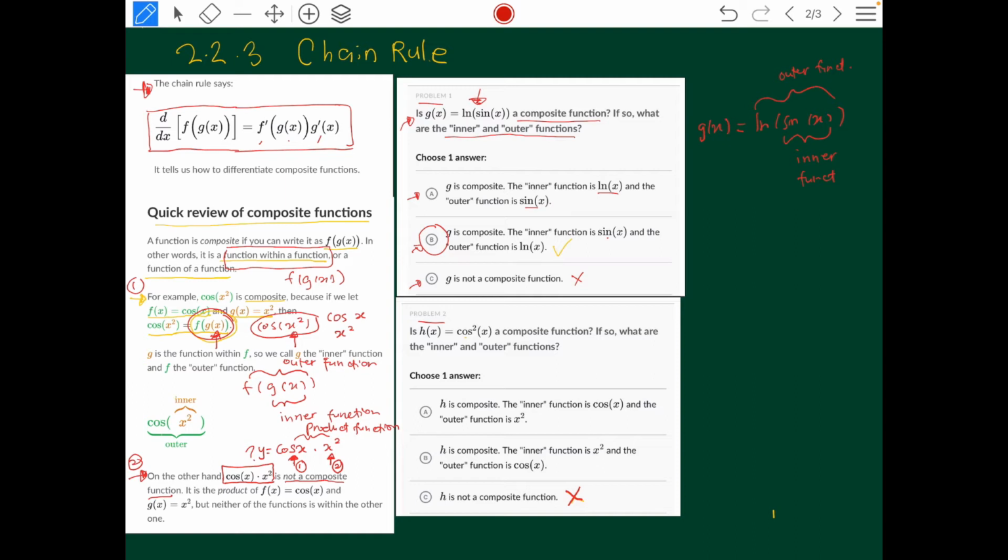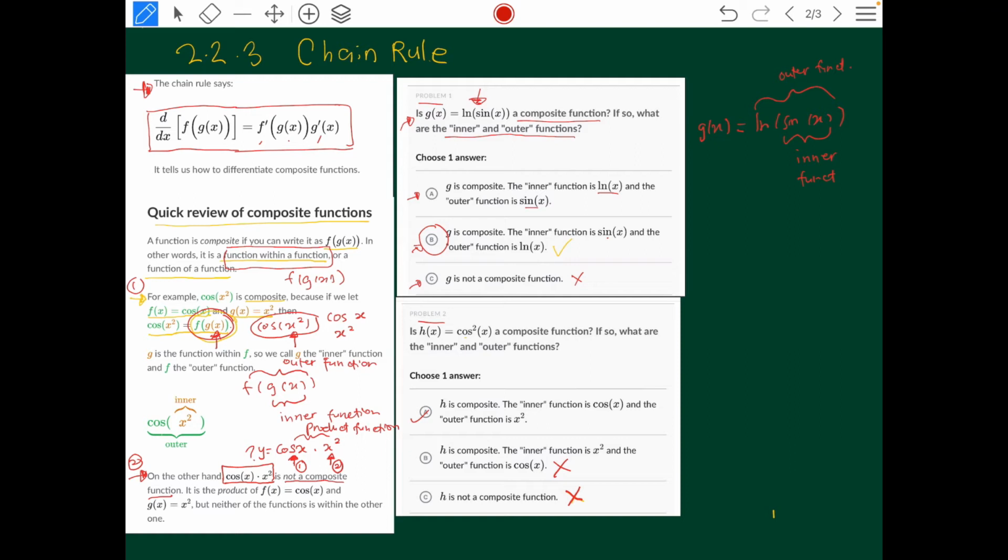A, h is composite, the inner function is cos x and the outer function is x squared. B, h is composite, the inner function is x squared and the outer function is cos x. Which one is the correct one? If you answer B, then it is also wrong. The inner function is not x squared and the outer function is not cos x. So the correct one is A. h is composite, the inner function is cos x and the outer function is x squared.